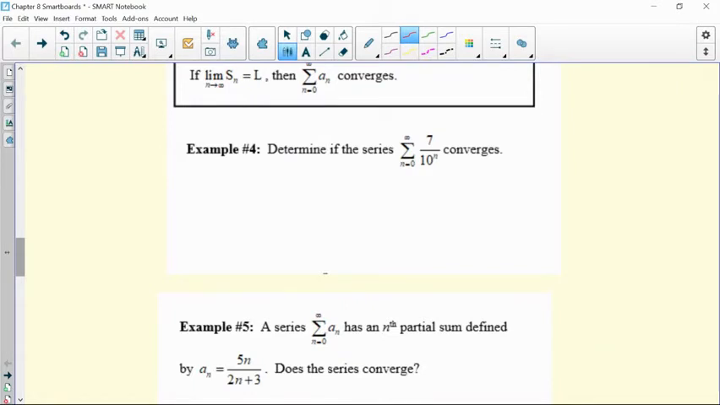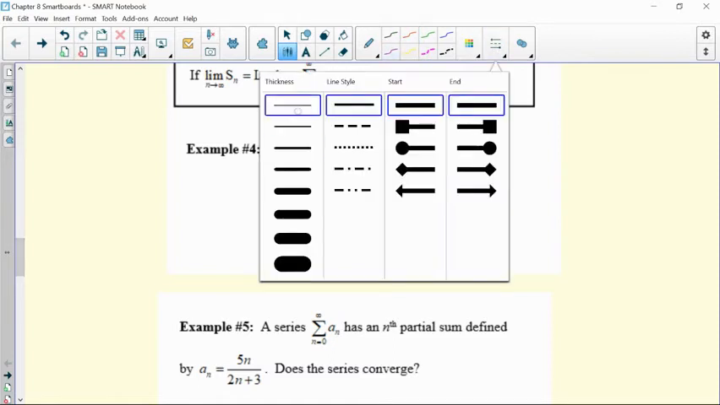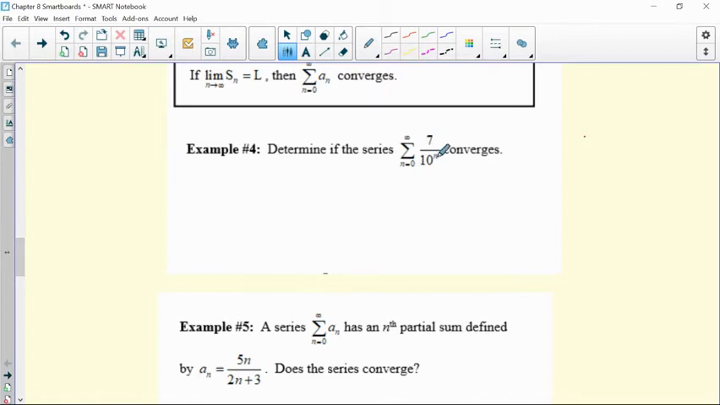Just use that definition. Let S sub 0 be the sum of just the 0th term. When n is 0, we get 10 to the 0, which is 1, so 7 over 1. The first sum is just the first term, so that's 7. Now, S sub 1 is going to be 7 plus 7/10, because when n was 1, we get the term 7/10. So that's 7.7.